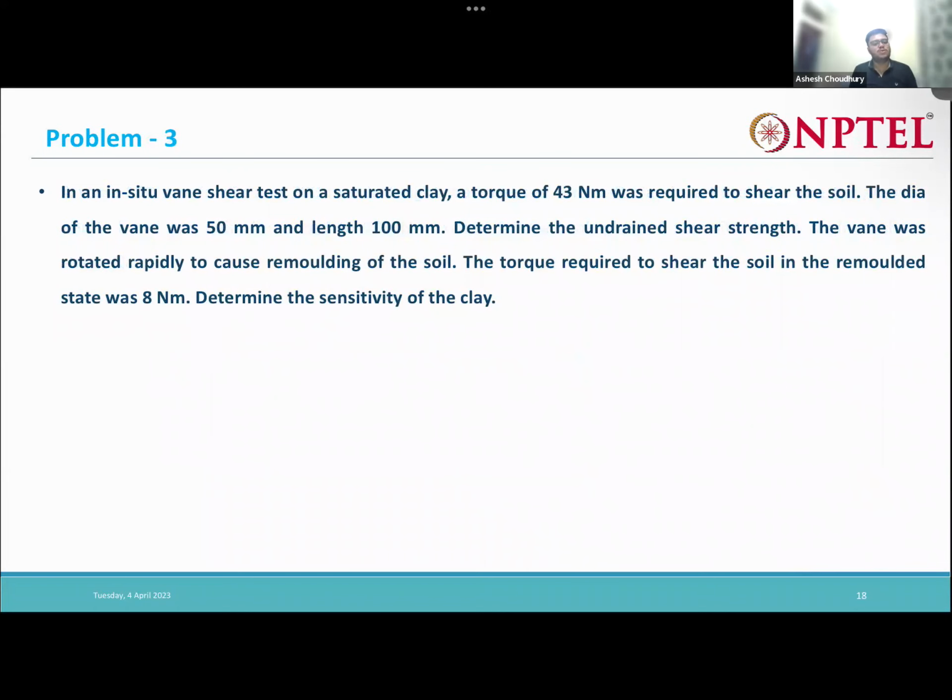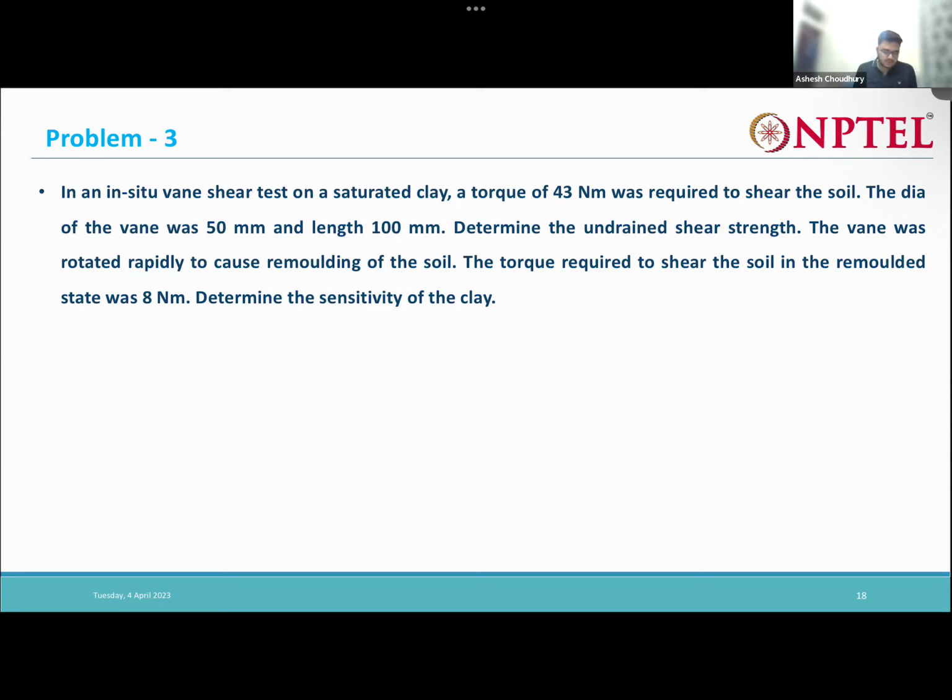Okay. So in an in situ vane shear test on a saturated clay, a torque of 43 Newton meter was required to shear the soil. The dia of the vane was 50 mm and length was 100 mm. Determine the undrained shear strength. The vane was rotated rapidly to cause remolding of the soil. The torque required to shear the soil in remolded state was 8 Newton meter. Determine the sensitivity of the clay. Okay. So here it's similar to the previous problem. So we need to determine in two cases, for the in situ sample and the remolded sample. And then we need to determine the sensitivity.